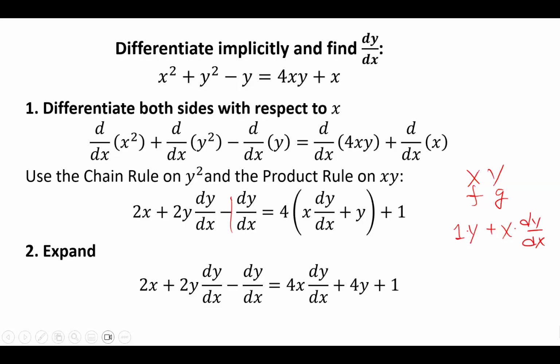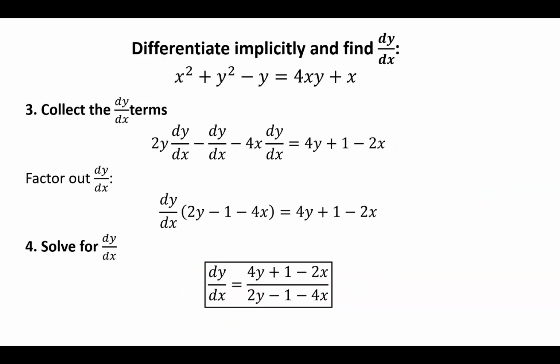Now identify the dy/dx. So here, here, and here. I want to have those three on one side of the equation and move everything on the other side. So sometimes we say collect or group the dy/dx terms. So this becomes 2y dy/dx minus dy/dx minus 4x dy/dx. So I move all of them on the left and everything else on the right.